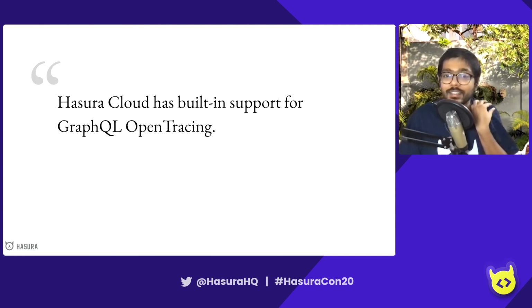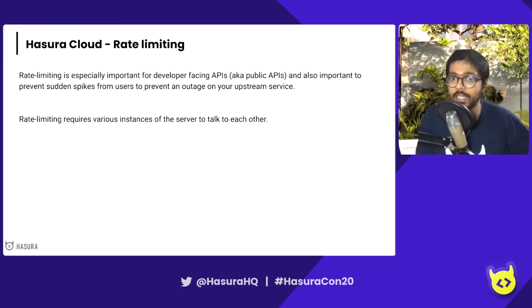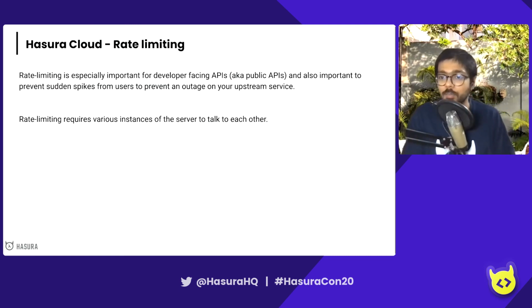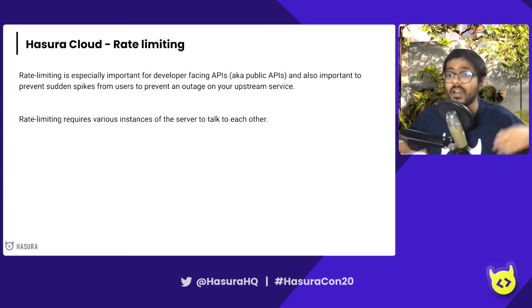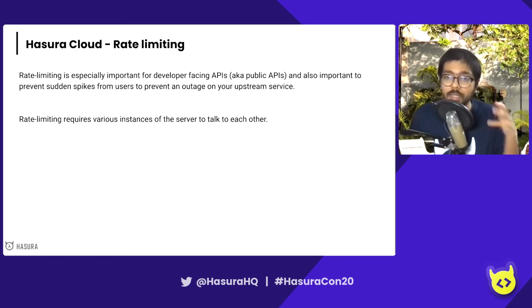The next thing, and the last piece that I'd quickly like to talk about, is rate limiting. Hasura Cloud has built-in support for rate limiting. Rate limiting is a little bit painful because it requires various instances of the server to talk to each other, right? You need to maintain state across instances, which is not something that's easy to do in a stateless application server, right? You need to maintain a counter, and you need to sync that counter across the number of instances that you have to calculate your rate limit value, right?